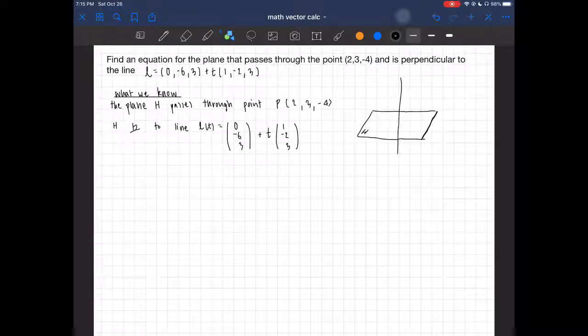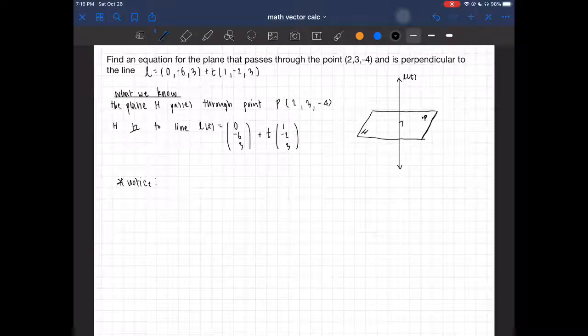So this is the plane H. This is the line L, which is perpendicular to the plane. And this is the point P, somewhere on the plane. So the line is perpendicular to the plane and P is on the plane somewhere. Alright, now that we can visualize this, let's get to solving the question.